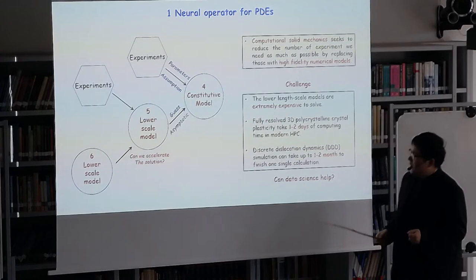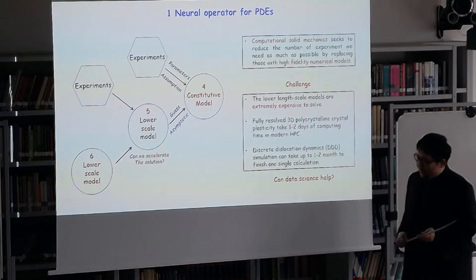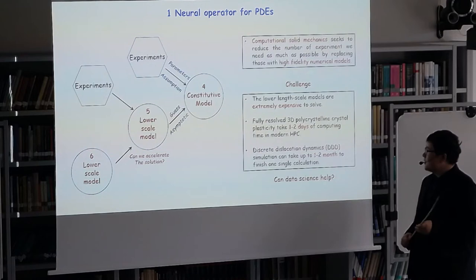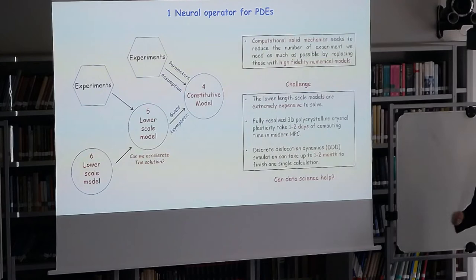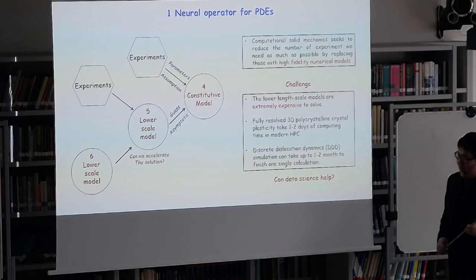For example, if you're interested in metals and you want to solve a 3D polycrystalline crystal plasticity problem in the middle scale for an aggregate of about 200 grains, it might take you 1 to 2 days of computing on today's high performance computing systems. Or if you are interested in an even lower length scale, you want to model the motion of discrete dislocations and how they interact with inclusions and grain boundaries, then that can easily take 1 to 2 months to finish just one single calculation. And really the motivation here is to ask, can data science help with this?